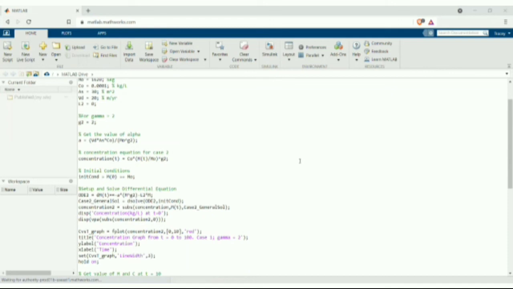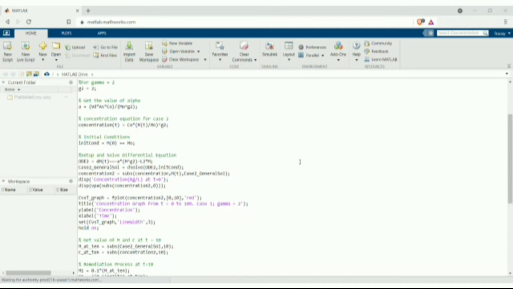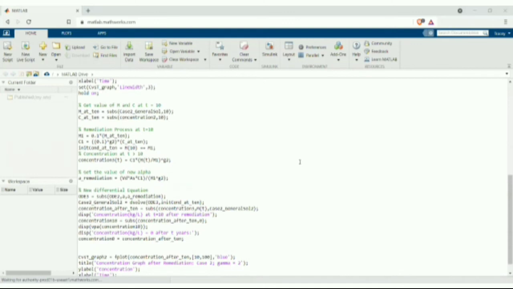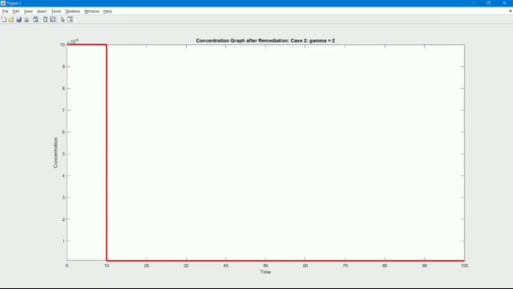For gamma equals 2, we can again look at the concentration from 0 to 100 years. Using the following MATLAB code, we get this graph. It's almost the same as the graph in case 1, but in this case, if we try to solve for the time when the concentration will equal 0, we won't get an explicit answer, as gamma is greater than 1, meaning the source has infinite lifetime and the concentration can never equal 0.